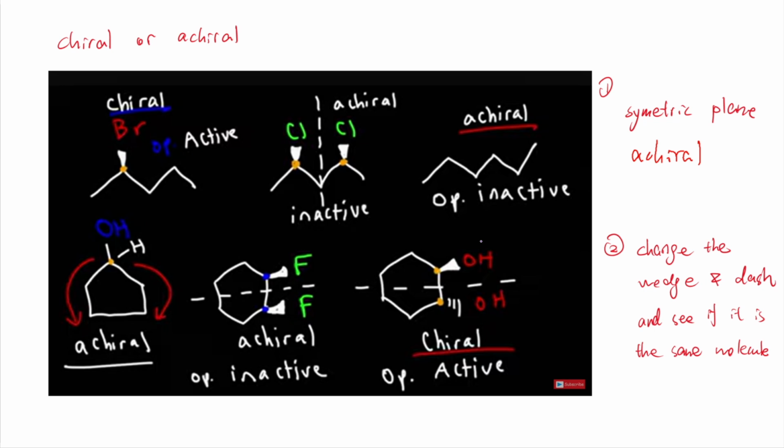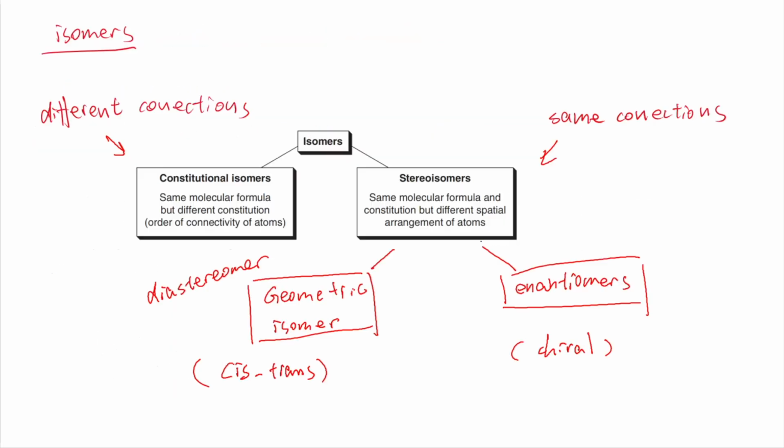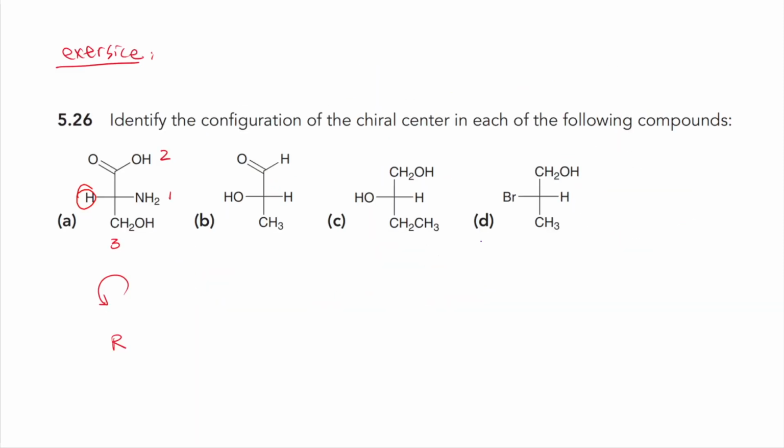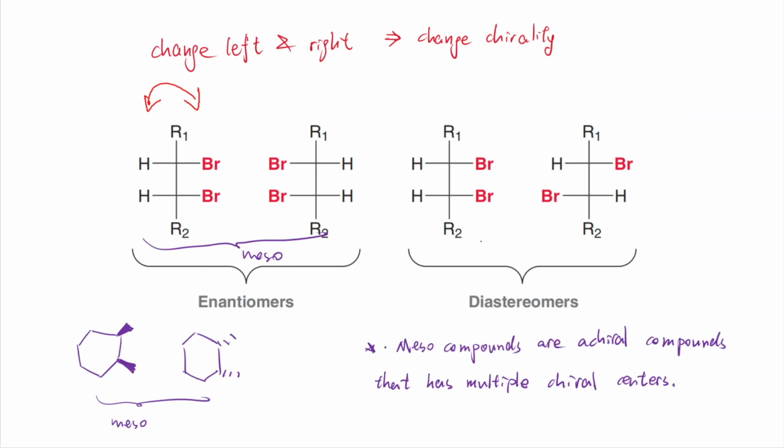And for the Fisher projection, I want to bring this in so that everyone can see how. Oh, and last time, someone asked about meso compounds. The definition of a meso compound is an achiral compound that has multiple chiral centers. For example, this one is a meso compound, and that one is also a meso compound.